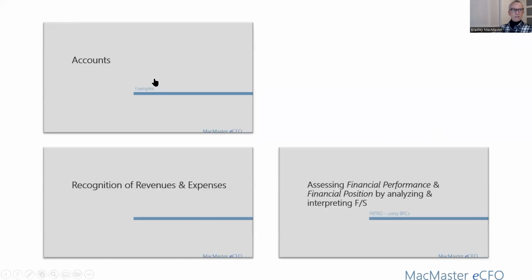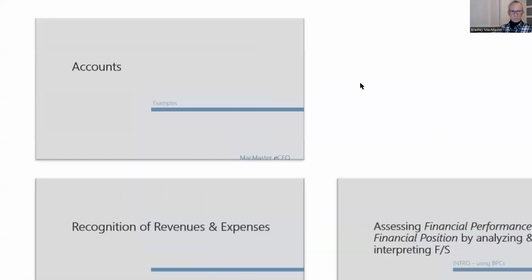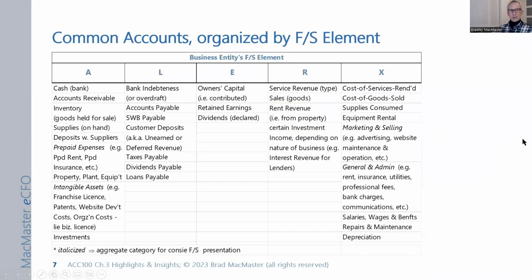All right, so let's look at these accounts first of all. This chart is the result of reading the textbook, and every time there is a description of a particular account name, I have made a note of which financial statement element, assets, liabilities, equities, revenues, or expenses, that account tends to be associated with in common financial statements.